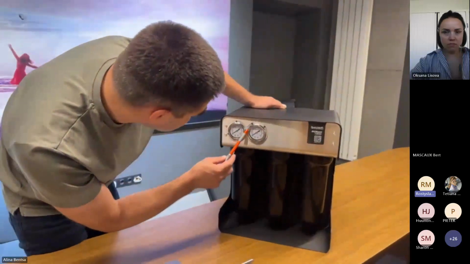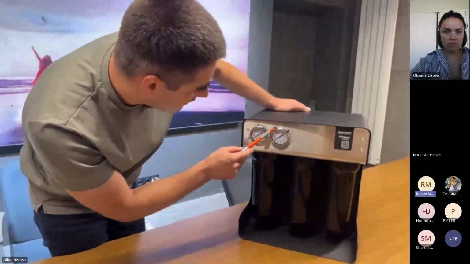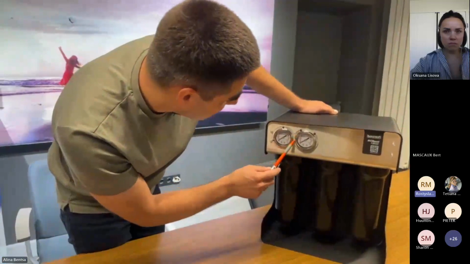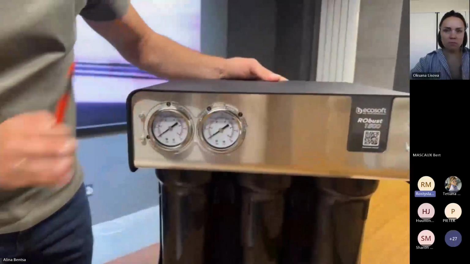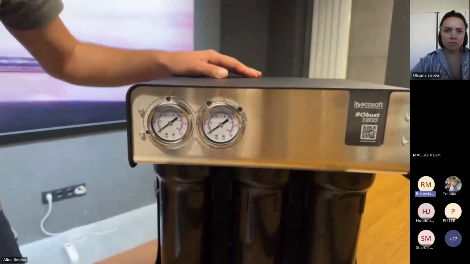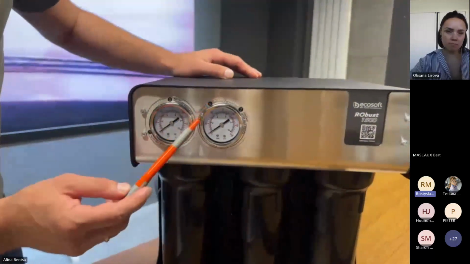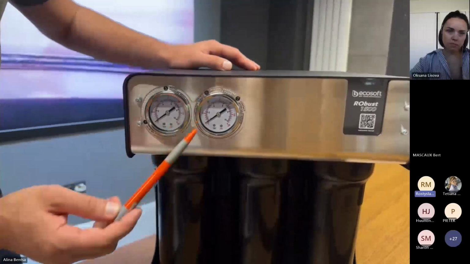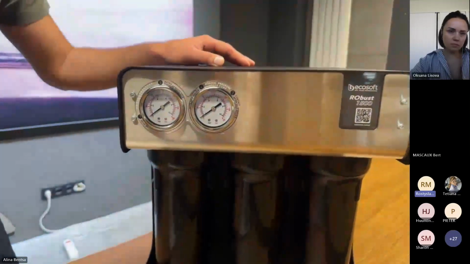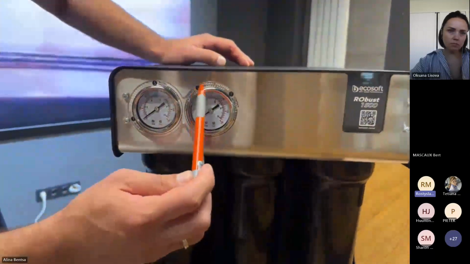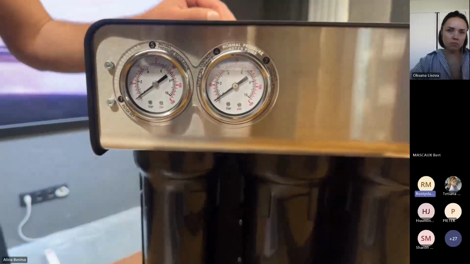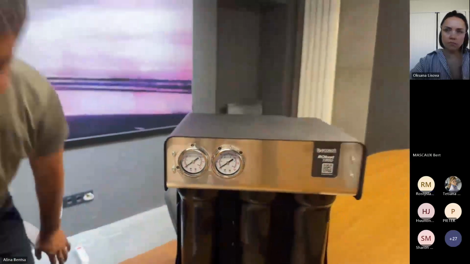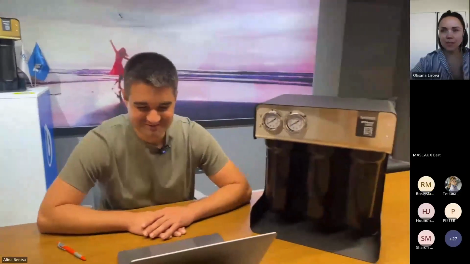So here we say that if you are below 4, it means that you have to contact the service center. I think that everyone can see it on the screen. So if you are below 4, contact the service center. It means that something is going wrong with the pump. And here we have the normal operation from 4 to 7 bar pressure. I believe now I have replied to your question.